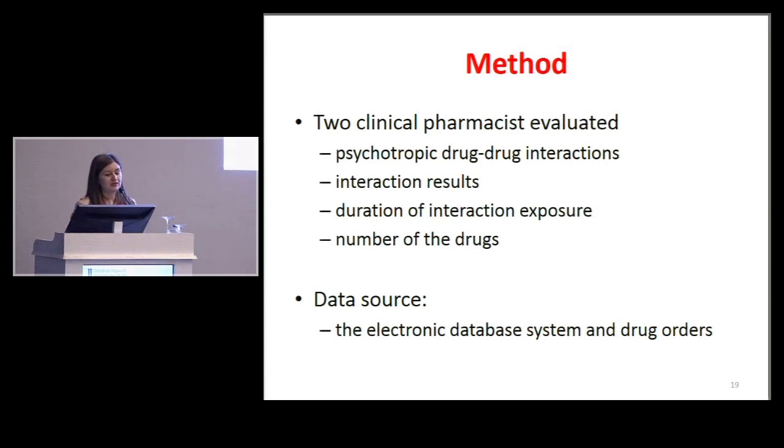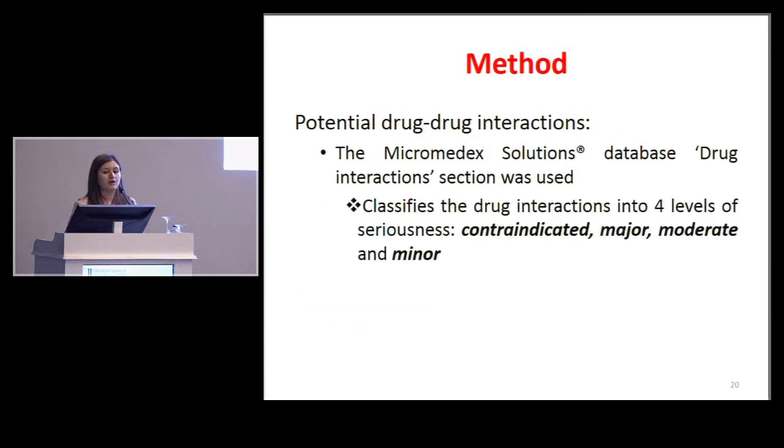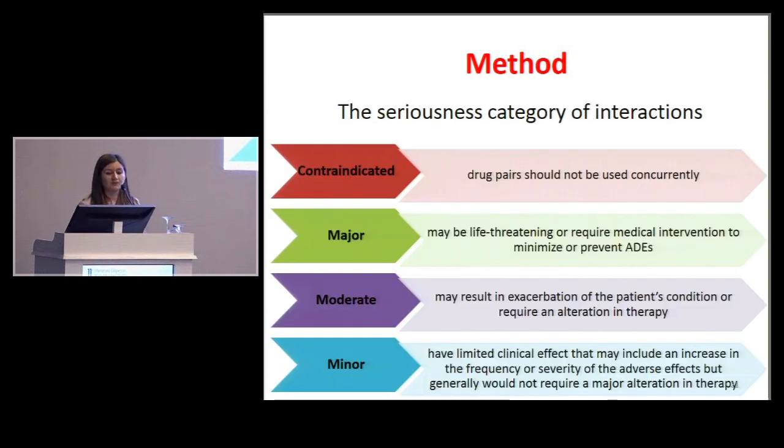Two clinical pharmacists evaluated psychotropic drug-drug interactions, interaction results, duration of interaction exposure, and number of the drugs. The data source was the electronic database system and drug orders. For potential drug-drug interactions, the Micromedex Solutions database drug interaction section was used, and it classifies the drug interactions into 4 levels of seriousness: contraindicated, major, moderate, and minor.